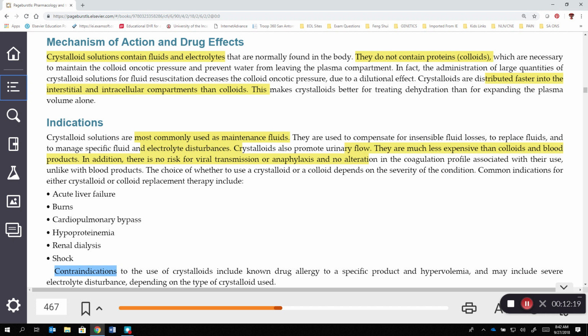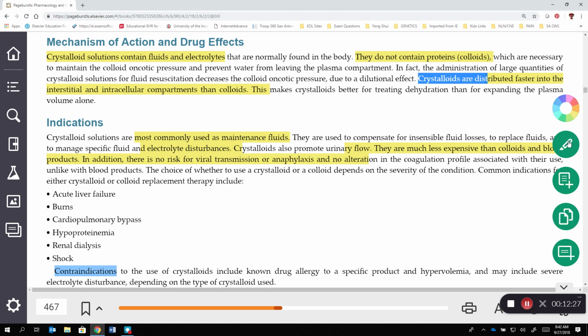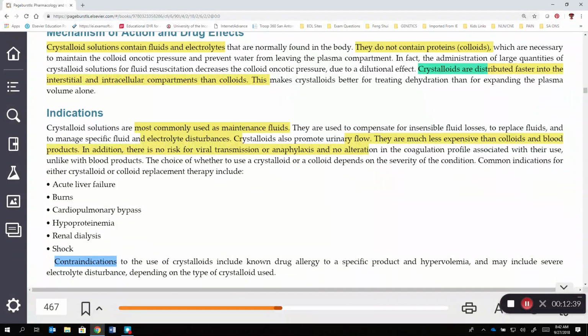Now, crystalloids, I didn't highlight the whole sentence, but right there, are distributed faster into the interstitial and intracellular compartments than colloids. And that's why a lot of times crystalloids are better for treating dehydration than giving something that's just going to expand plasma volume.